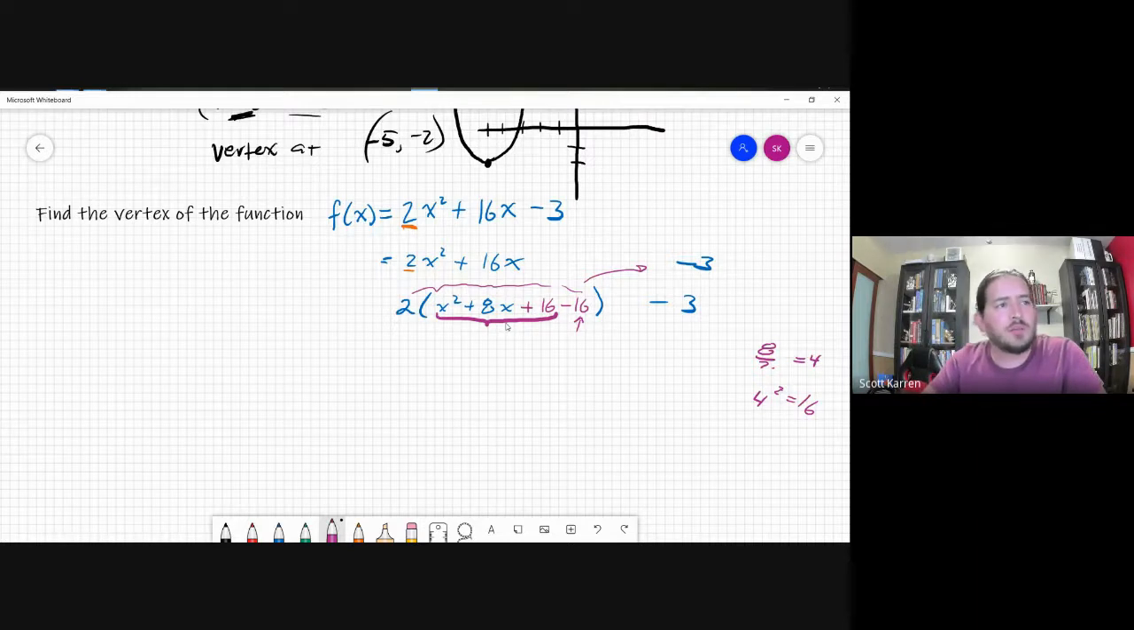So really all I'm going to do is take the 2 and multiply it by the negative 16 in order to kick it out of the parentheses, right? So this 2 is still going to be here in front of these 3 terms. But I'm kicking out the minus 16 by multiplying it by 2. That becomes negative 32. And then minus 3 more.